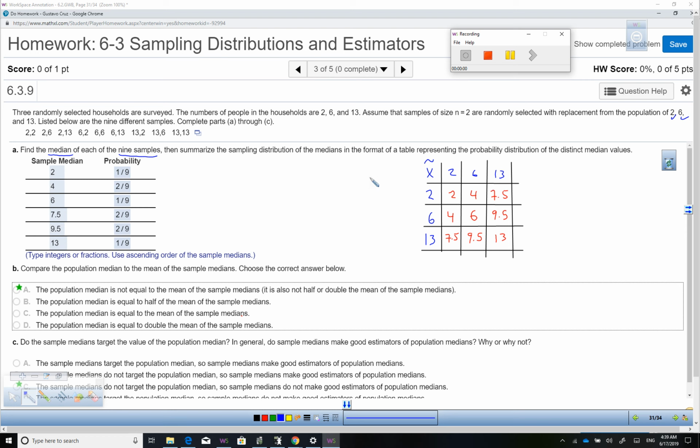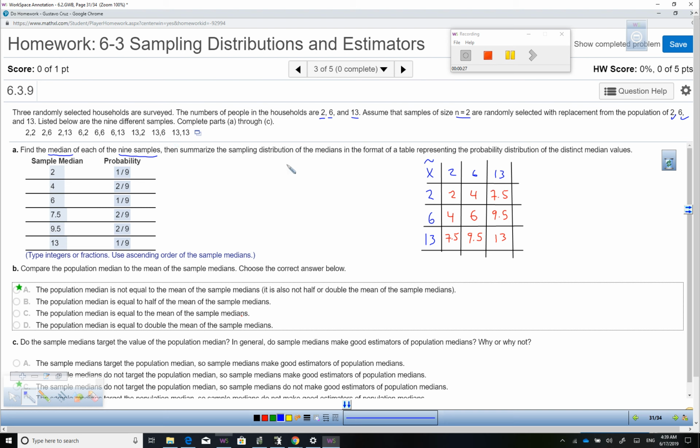Okay, this is problem number 3 on section 3 of chapter 6. In this problem, we have a population consisting of these numbers 2, 6, and 13, and samples of size 2 are randomly selected with replacement from the population. So these are all the possible combinations.